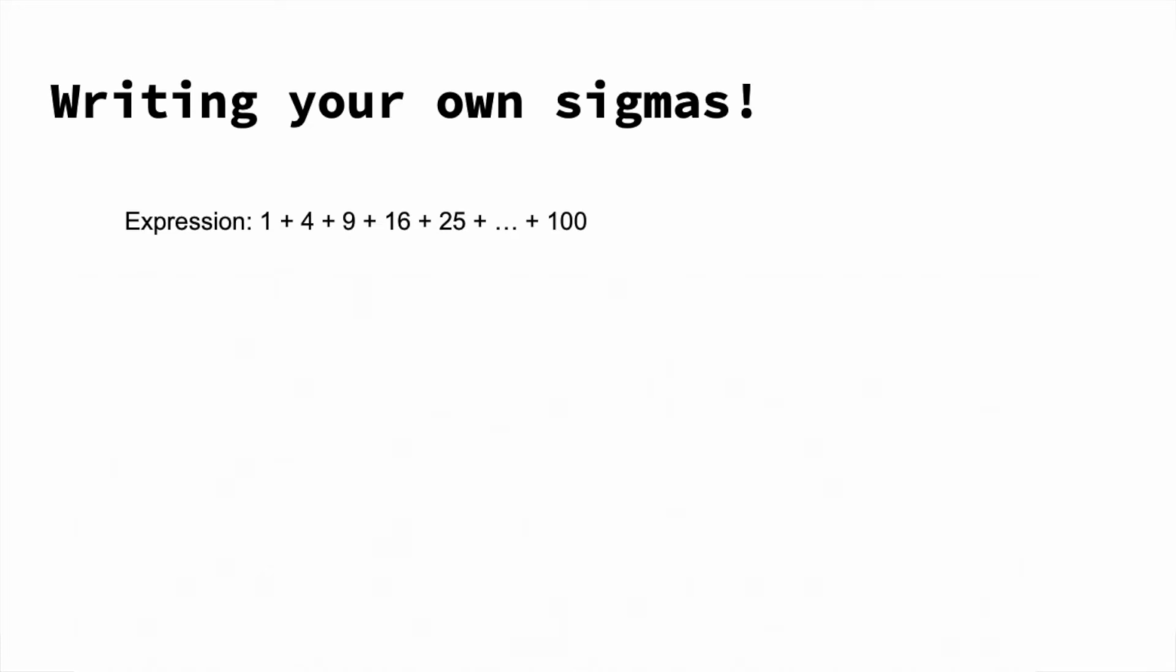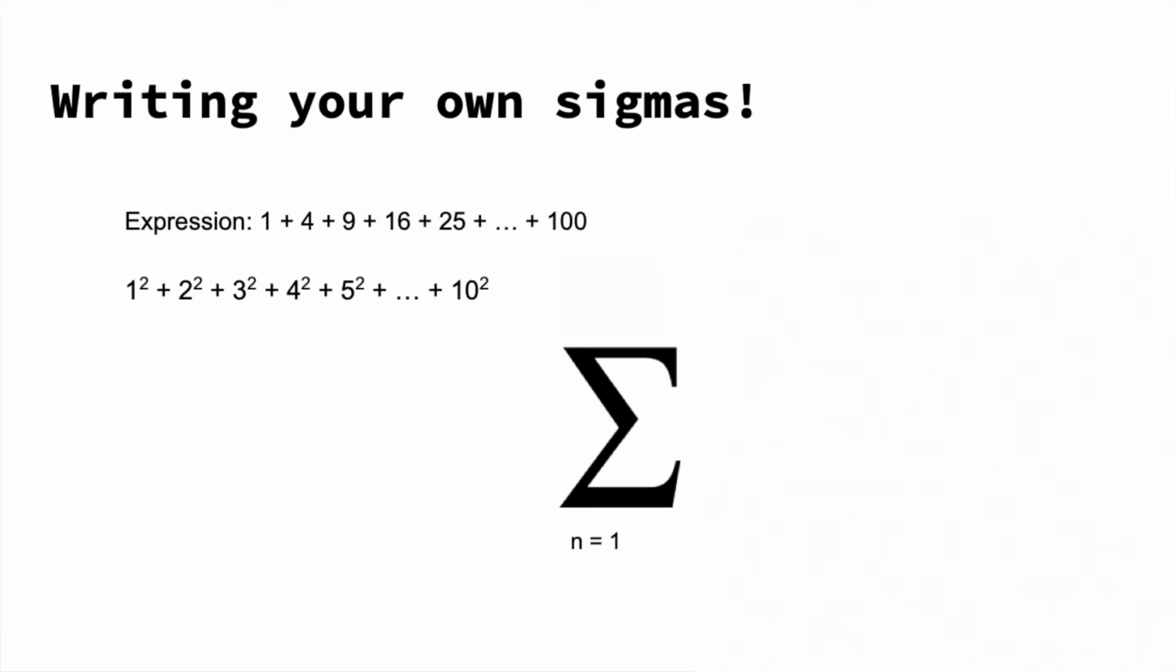Instead, we have to notice that this equals 1 squared plus 2 squared plus 3 squared plus 4 squared all the way until 10 squared. And with this 1, 2, 3, 4, 5, 6, 7, 8, 9, 10, we know what's going on. We use the sigma. So we start at n equals 1, and we stop at 10. And we want to find n squared. So when n equals 1, we have 1 squared. When n is 2, we have 2 squared. All the way until n is 10, so we have 10 squared.